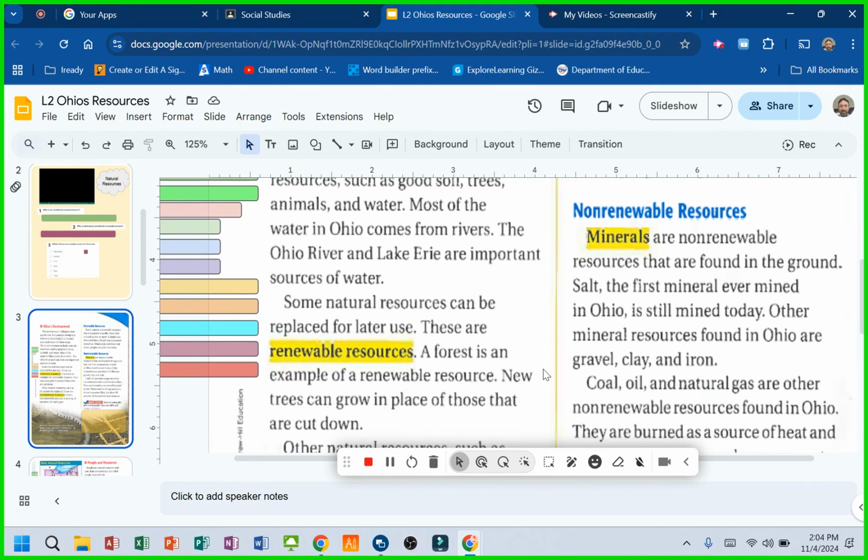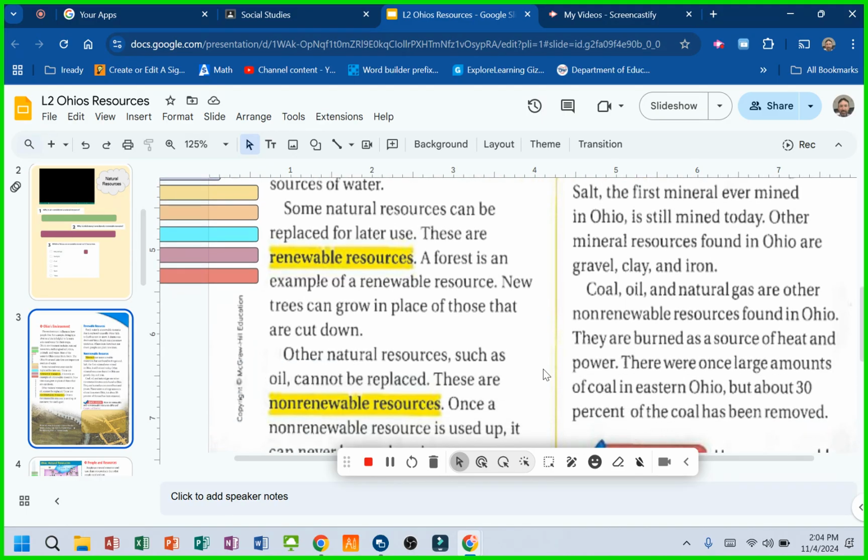Some natural resources can be replaced for later use. If they can be replaced, that means that they are renewable resources, right? That means we can keep getting them over and over and over, right? They won't fade out, right? Solar energy, wind energy, those are renewable sources, right? What about wood? Is wood a renewable resource? Yeah, why? Because you can do what? Plant more trees.